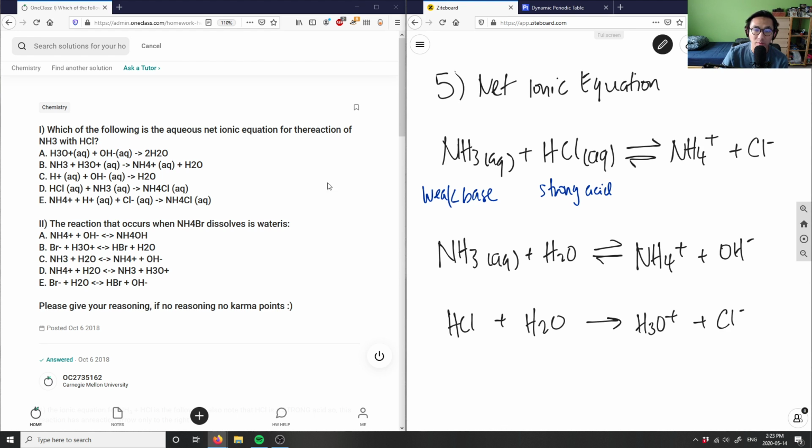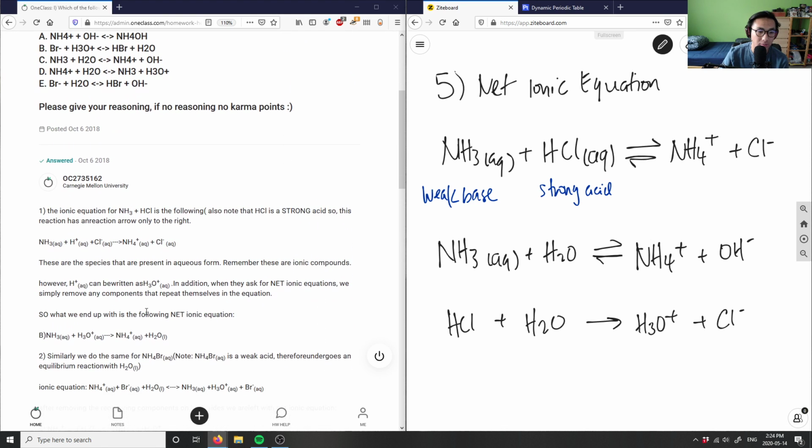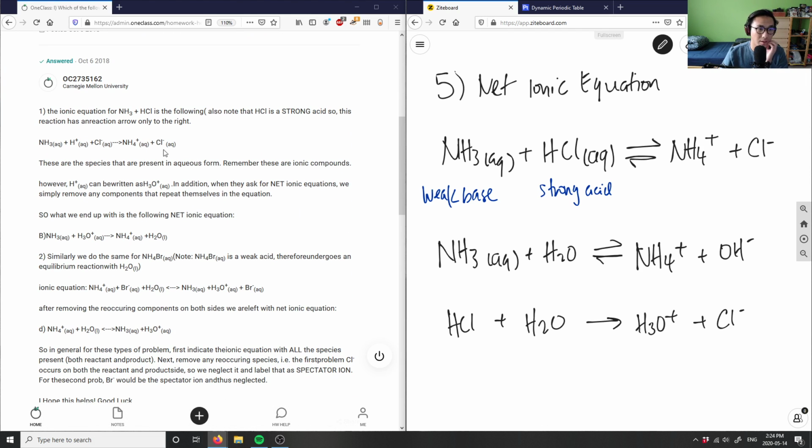So what we have to do is break these guys down into their cation form, and then we'll be able to figure out our net ionic equation. So let me look at the solution here and see if they're following my approach. Net ionic equation, HCl and NH3, is just the following. The reaction only has an arrow to the right. It says NH3 plus H plus Cl would give me NH4 plus Cl minus. So this top one is good, right? Because I have NH4 plus and Cl minus here, and these are aqueous solutions.